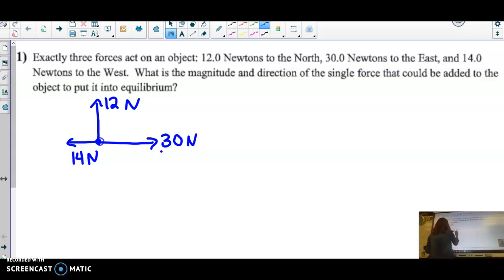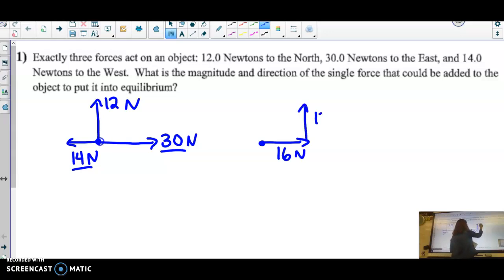So in the x direction, we have a 30 and a 14, but they're in the opposite direction. So I'm going to subtract, and that's going to give me 16 to the east. But then I also have the 12 newtons to the north. Now I need to find the hypotenuse of that. I need to add those together. The way you add perpendicular vectors is by doing the Pythagorean theorem. So I do the Pythagorean theorem, and I get an answer of 20 newtons.